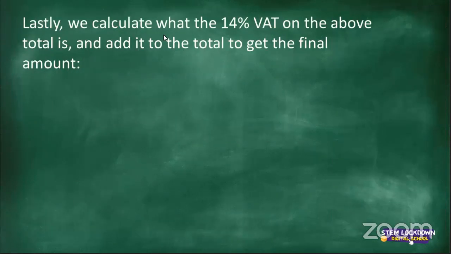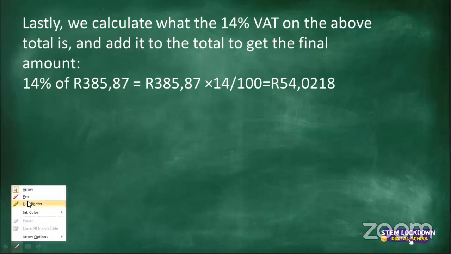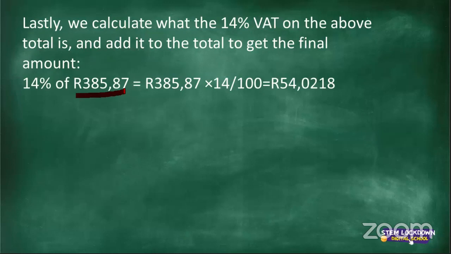So to get our answer which is inclusive of VAT, we need to calculate what the 14% VAT on the above total is and add it to the total to get the final amount. How do we do this? The total we had calculated is 385 rand 87 cents. So we need to get 14% of that. 14% of that total is 385.87 multiplied by 14 over 100, which equals 54 rand 0218.